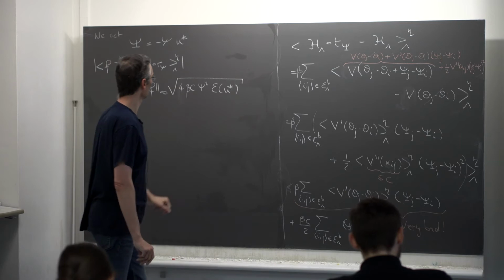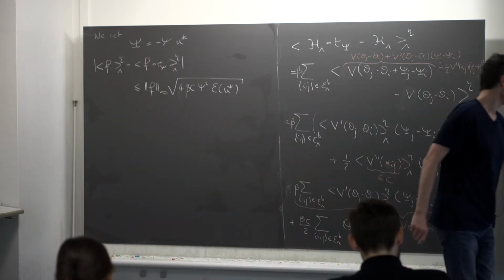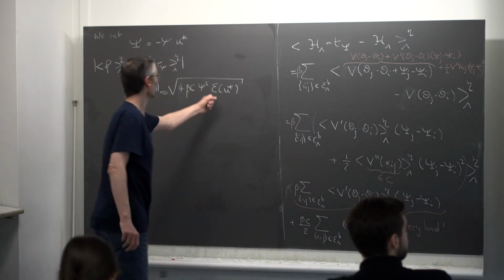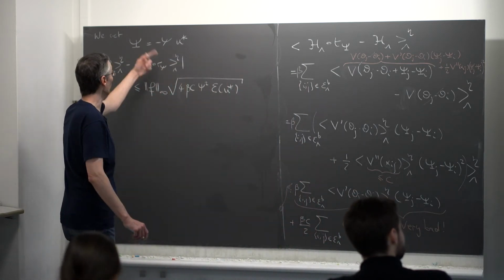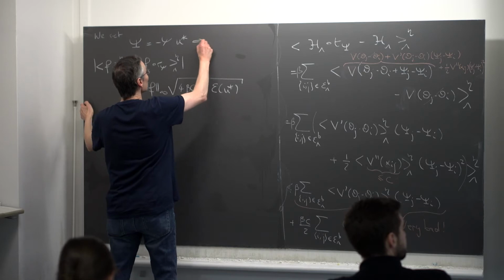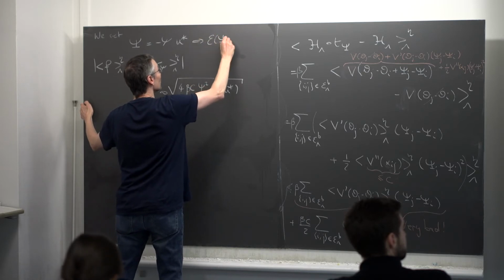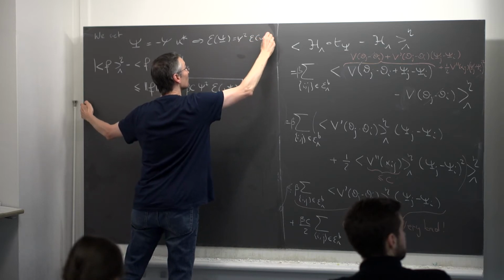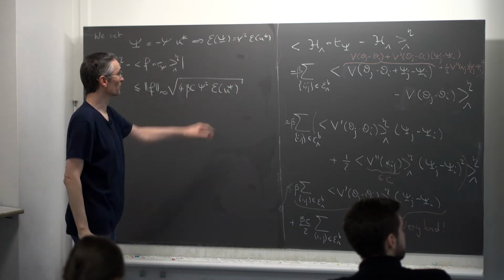Okay. I had epsilon of psi. This is essentially epsilon of psi. And I want the energy of U star because they are proportional, right? So this tells you that E of psi is psi square E of U star. Okay. So I'm just using that.